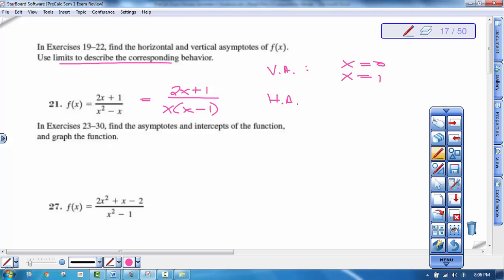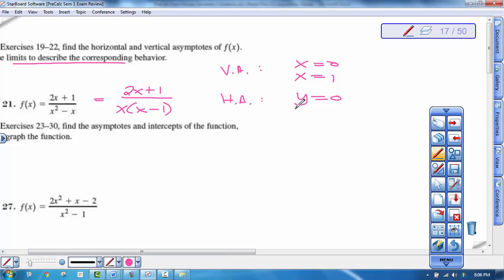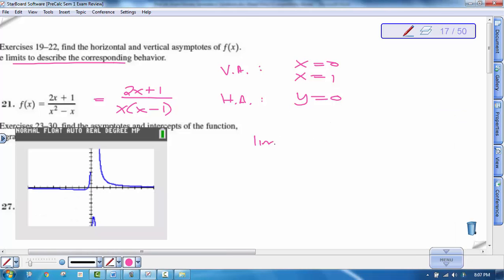The horizontal asymptote, in this case, we have a higher degree in the bottom than the top, so that'd be the line y equals 0. Now if we want to describe the behavior around these asymptotes, the best thing to do is to graph it, and then take a look. So now we can say the limit as x approaches the vertical asymptote 0, as x approaches 0 from the left of this function, is positive infinity. We could say the limit as x approaches 0 from the right, coming from the other direction now, you see it goes down to negative infinity.